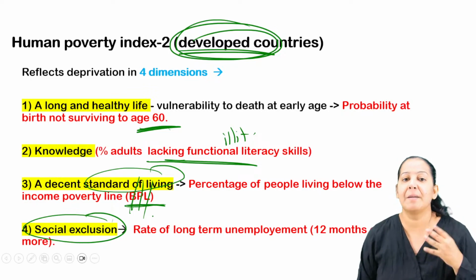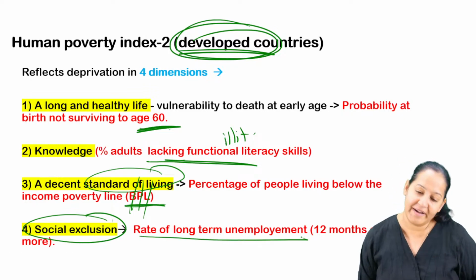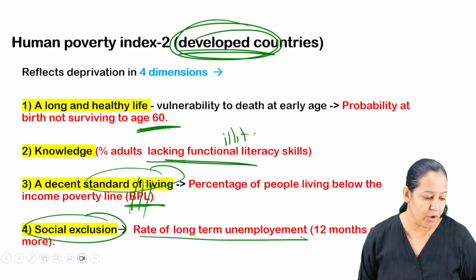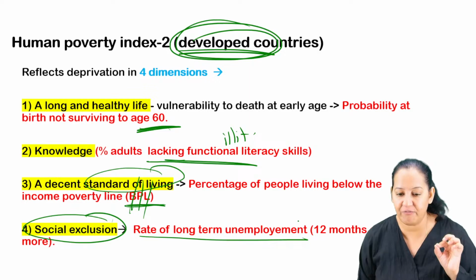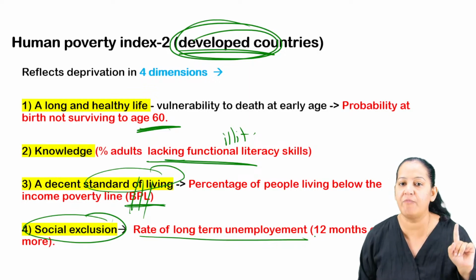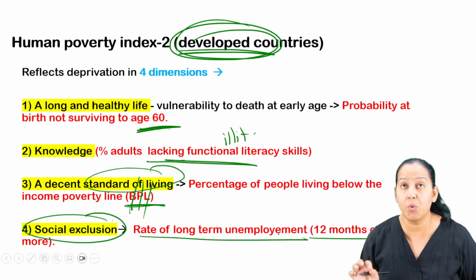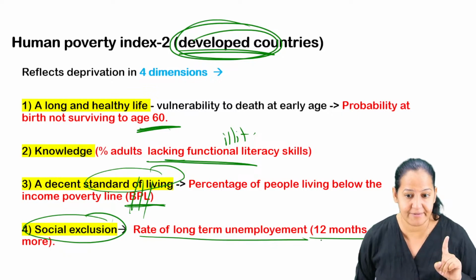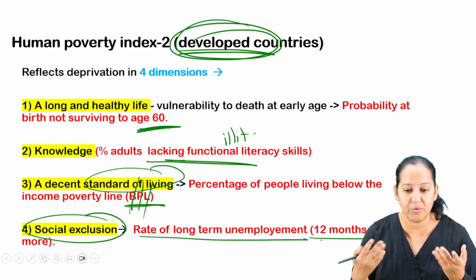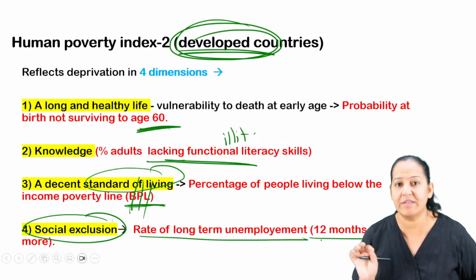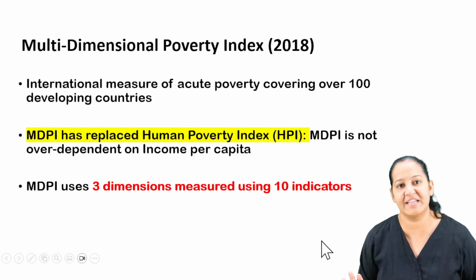Social exclusion means the percentage of people who are unemployed in that country. What is the definition of unemployment? Anyone who is seeking a job and not getting the job for more than 12 months, that person is known as unemployed. So 12 months is the criteria. Till 12 months, the person is trying to get a job but not getting a job. So more than 12 months. So that is unemployment. So that is HPI 2.